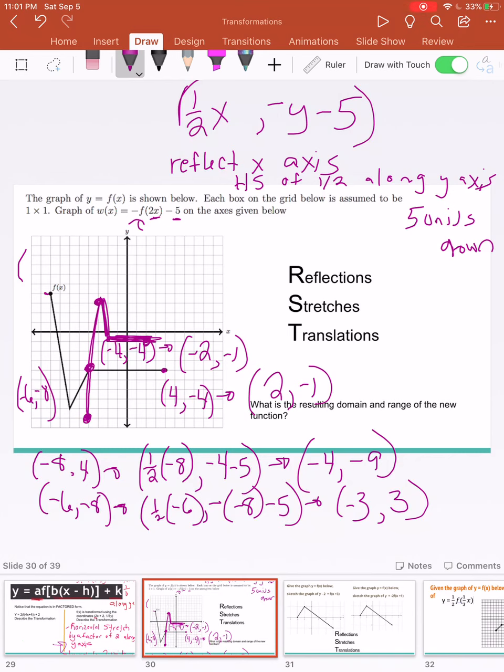And from here, you could write your domain and range of this new graph as well. My domain would be from negative 4 to positive, oh, I can't even read my graph now. It looks like positive 3. And then your range would be from, it looks like it goes all the way down to negative 8, or negative 9, sorry. And then the highest point is positive 3. There we go.